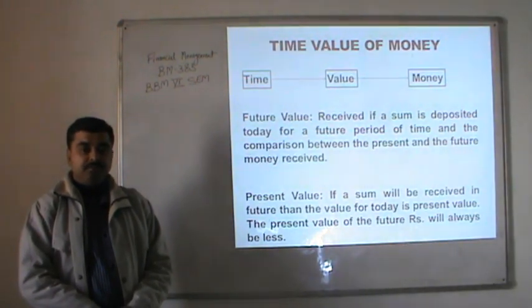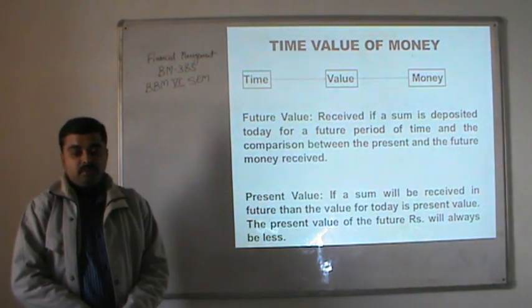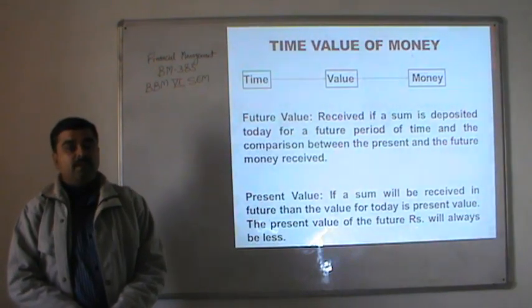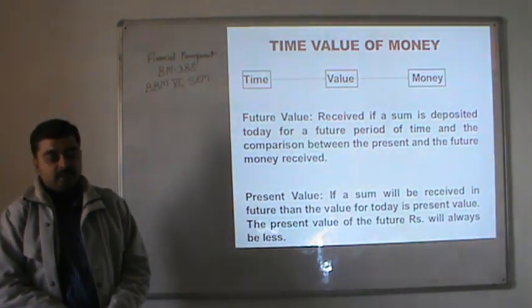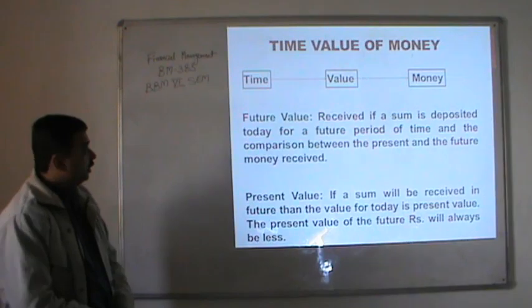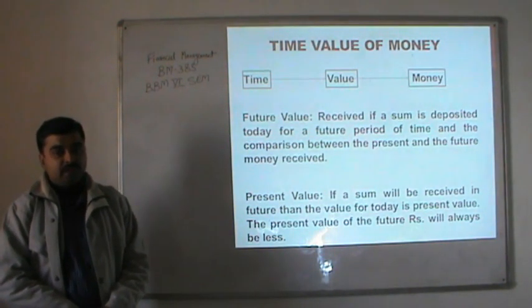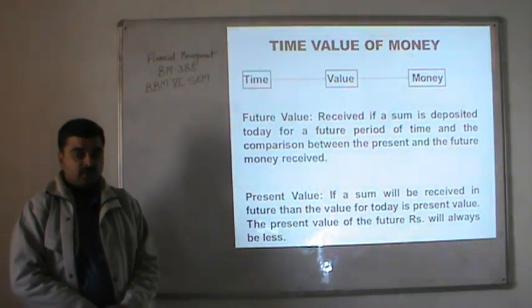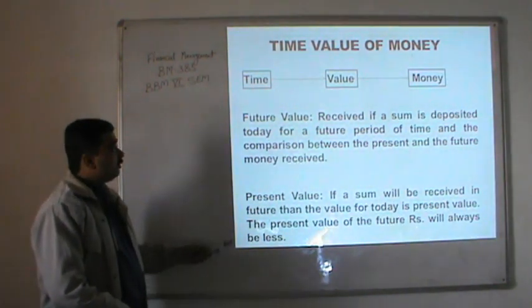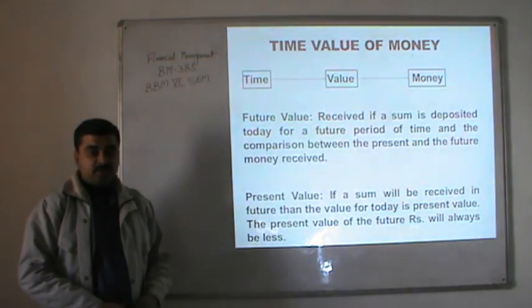Good morning everyone. Today we will be checking out the time value of money concept and the capital budgeting concept under the subject of financial management, code number BM383. Let us first start with the time value of money concept.